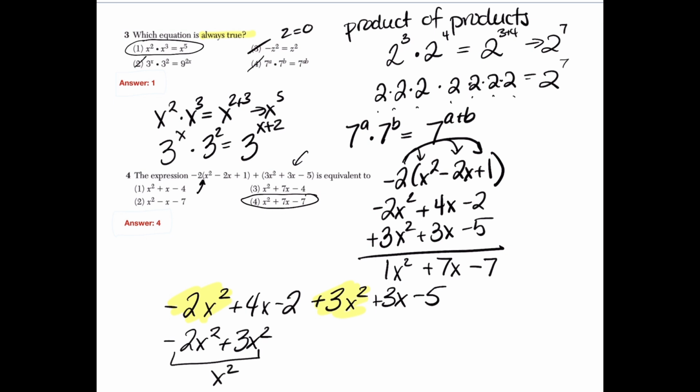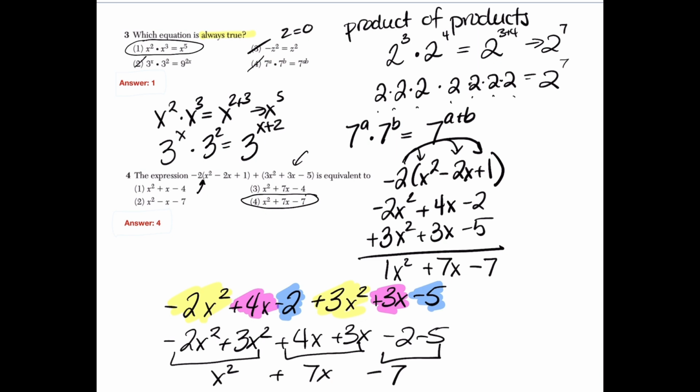And then let's change the color over here. Here, the next set of like terms. So I have 4x plus 3x. And again, you're just combining like terms. So that's a positive 7x. And then let's do negative 2 plus negative 5. And when you combine those, you get your negative 7.